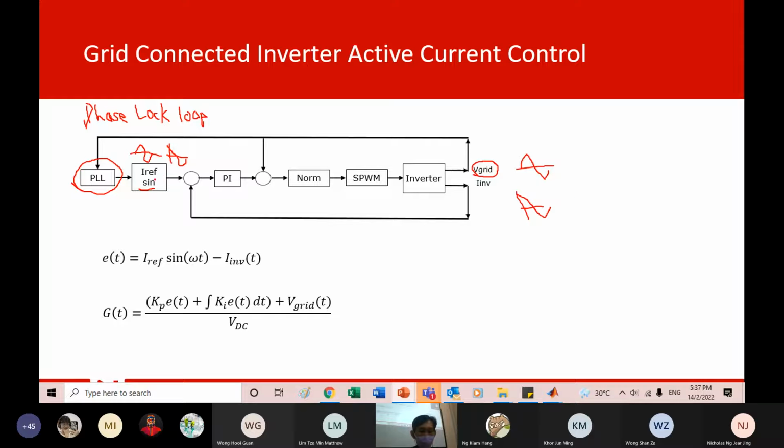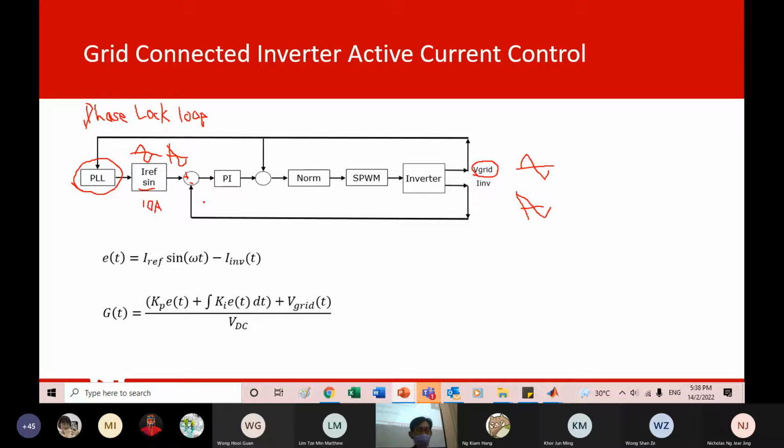Then after that, the output of this will be a sine wave. Then it goes through a feedback control. This feedback control takes the current of the inverter. How much current the inverter injects into the grid will be coming here. So that means the I reference sine, if I set this to 10 amp, means that I tell the inverter you're going to inject 10 amp into the grid.